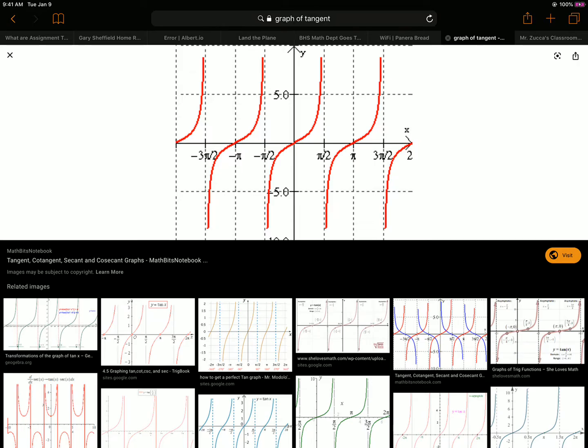So you can see that it repeats every pi. So from negative pi over 2 to pi over 2, that's a period. Or you can look from pi over 2 to 3 pi over 2, or from 0 to pi, it just keeps repeating every pi. But that's what the graph of tangent looks like.